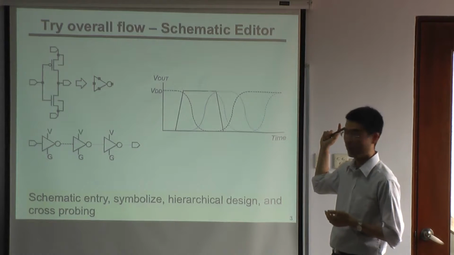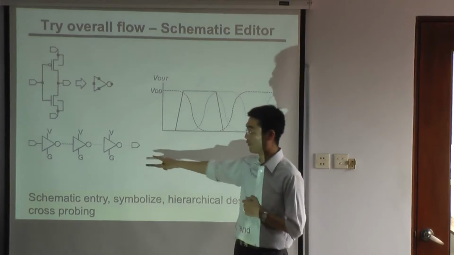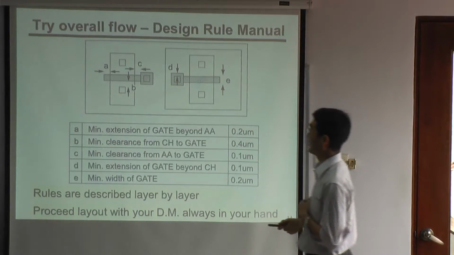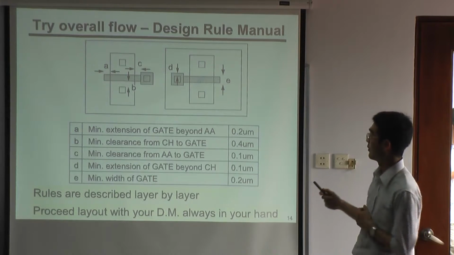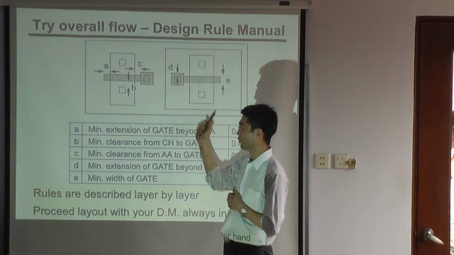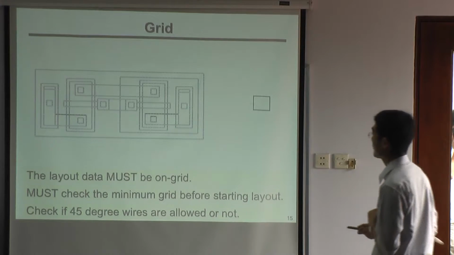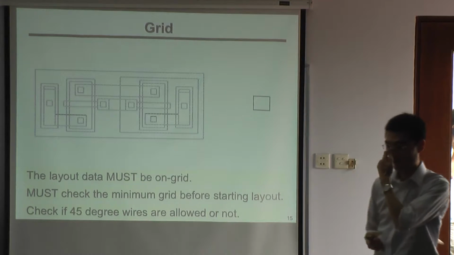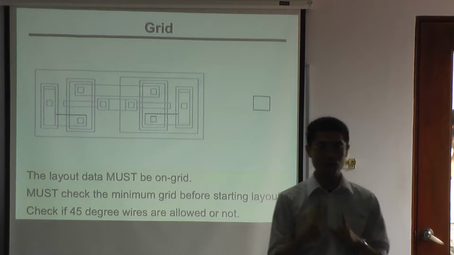So in order to set that up, you first design a chain of inverters, and then draw the layout, and you will see the design rule manual and confirm what kind of rules we have. And when you design a layout, you have to put all the data on grid.